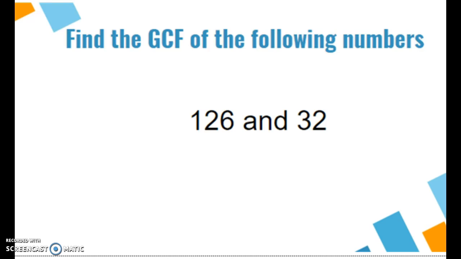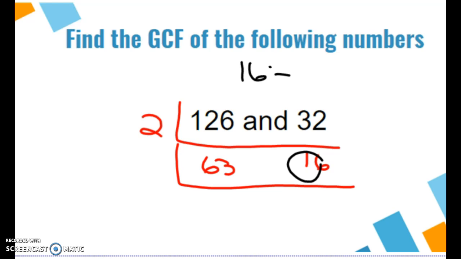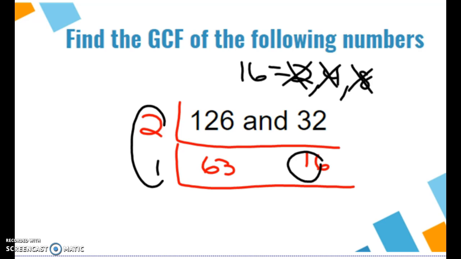All right, this is a GCF question. We're doing 126 and 32. I'm going to take a 2 out. So I have 63, and now I have 16. There is nothing that goes into 63 and 16. If you want a way to check, you know that the factors of 16 are, let's see, 2 can go in, 4 can go in, and 8 can go in. But 2 can't go into 63, 4 can't go into 63, and neither can 8. So I'm going to write a 1, multiply everything on the outside. So my GCF is going to be 2.